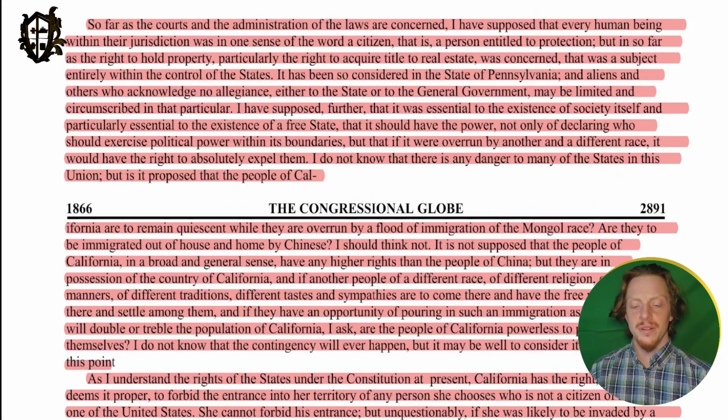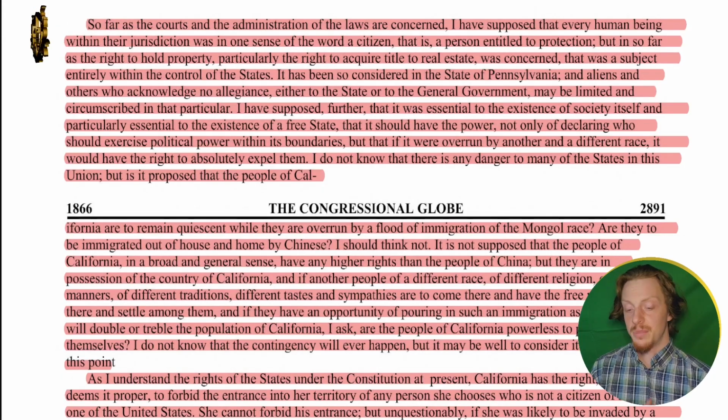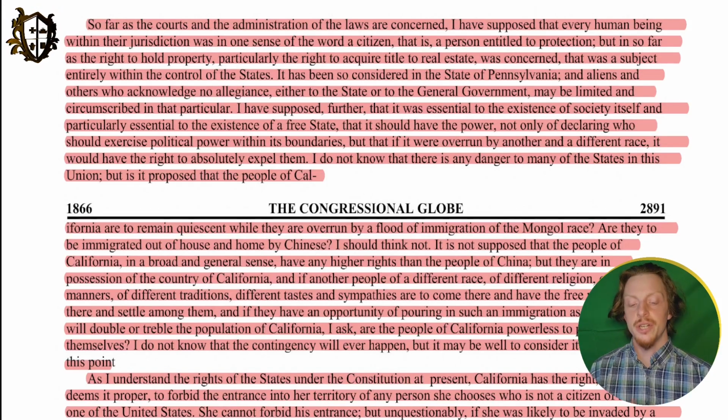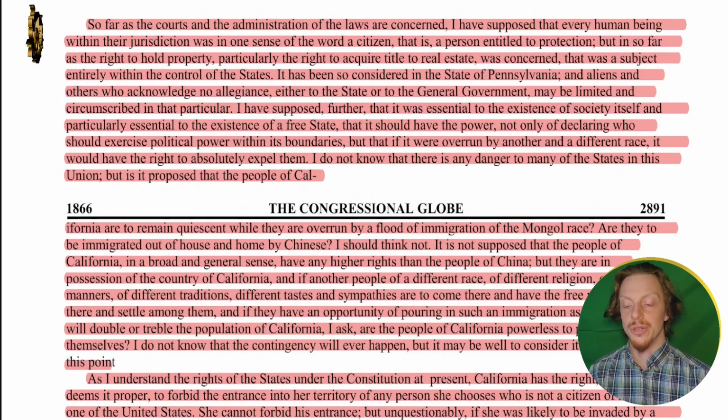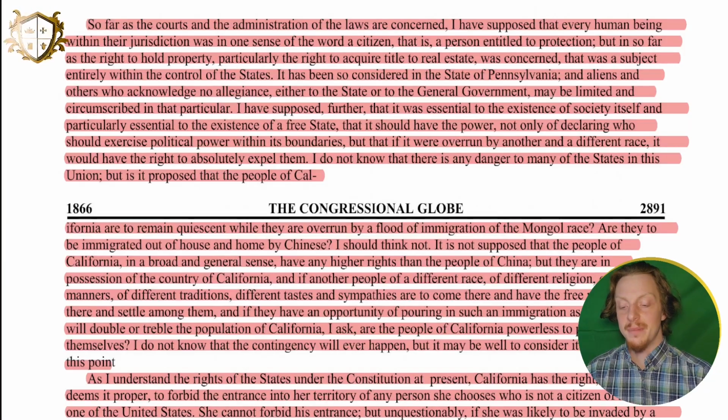It has been so considered in the state of Pennsylvania, and aliens and others who acknowledge no allegiance either to the state or to the general government may be limited and circumscribed in that particular. I have supposed further that it was essential to the existence of society itself, and particularly essential to the existence of a free state, that it should have the power not only of declaring who should exercise political power within its boundaries, but that if it were overrun by another and a different race, it would have the right to absolutely expel them.